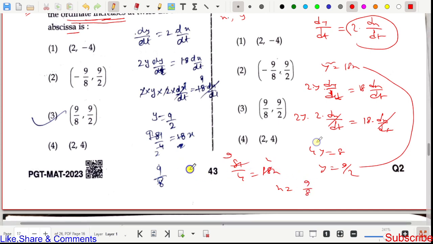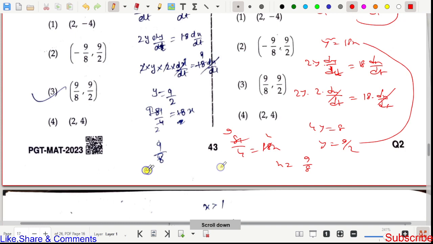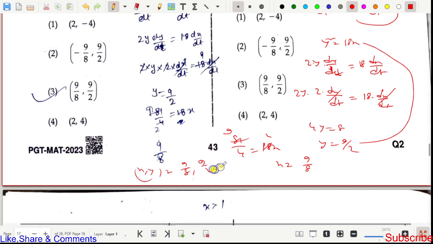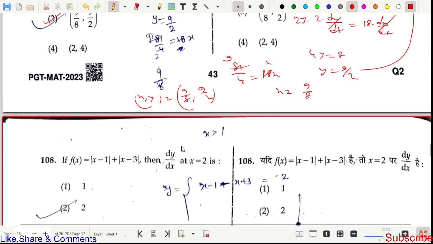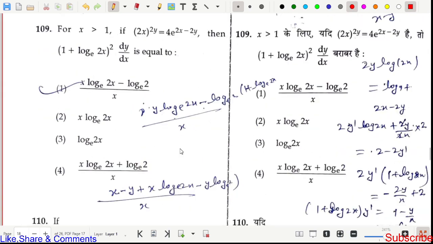So we have to find the point. Point means x comma y. Value of x is 9 by 8, comma 9 by 2. That means the third option is our correct answer. I hope you have understood. To the next question.